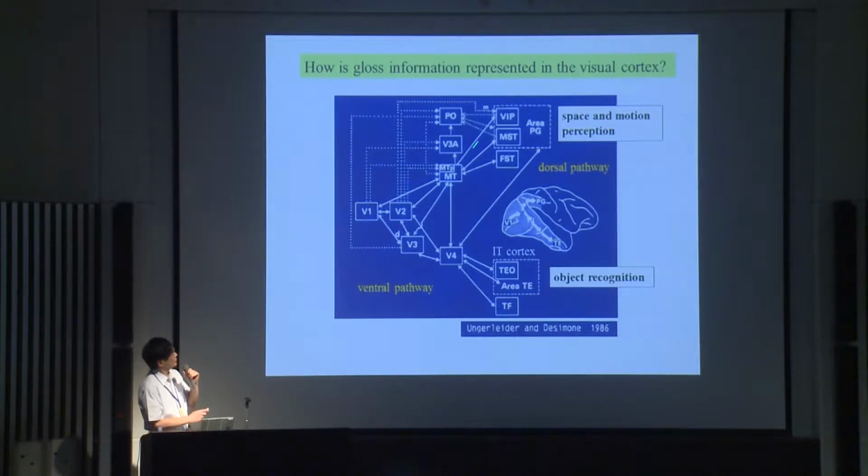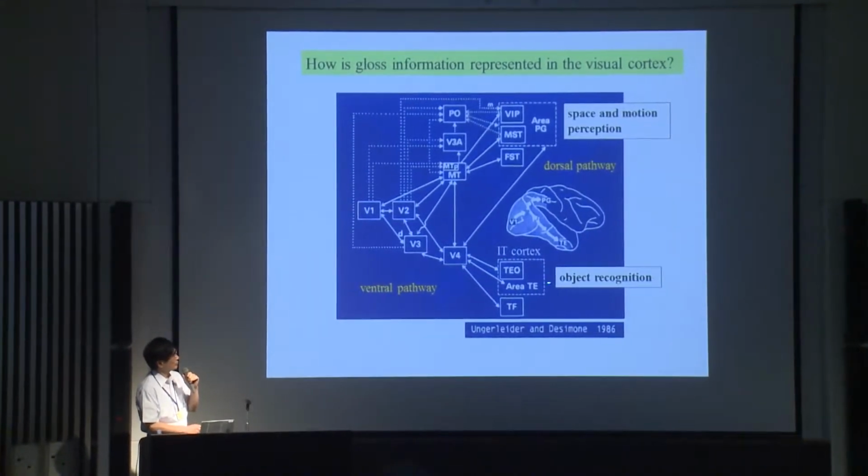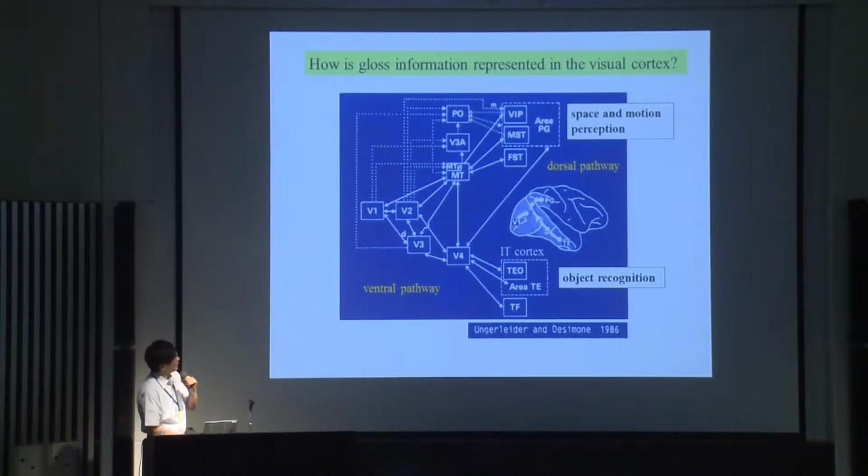This slide shows the connection between different areas. The dorsal pathway goes from V1 to the posterior parietal cortex and is related to space and motion perception. The ventral pathway goes from V1 to the inferior temporal cortex, or IT cortex, and is related to object recognition. So the question is, how is gloss information represented in the visual cortex? In this talk, I talk about some studies which examined how the information related to gloss is represented in the visual cortex.